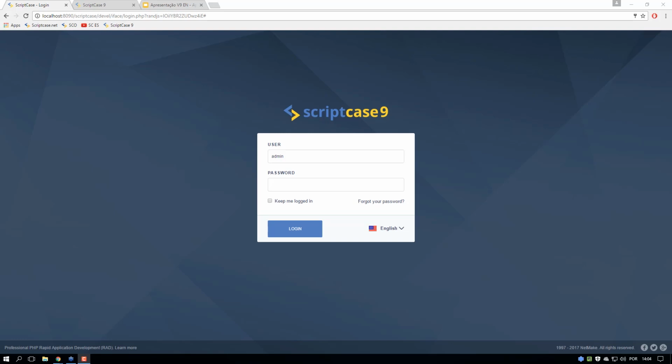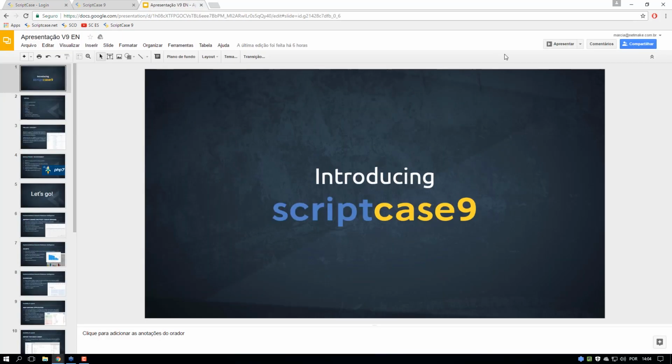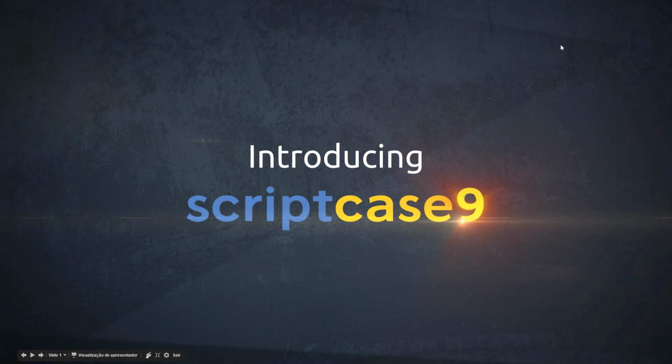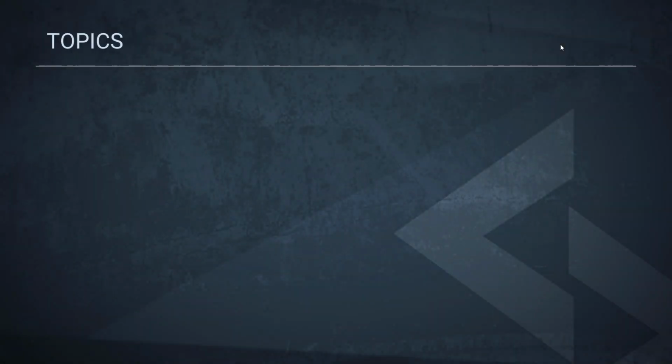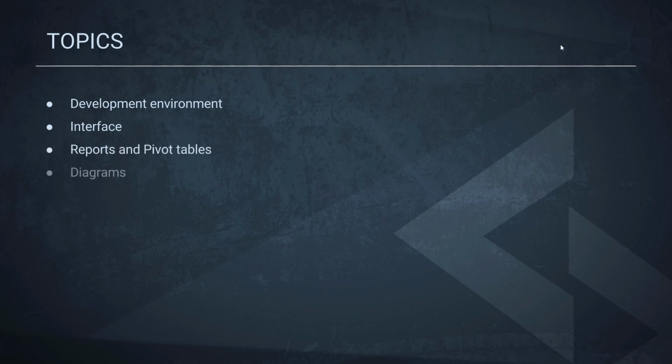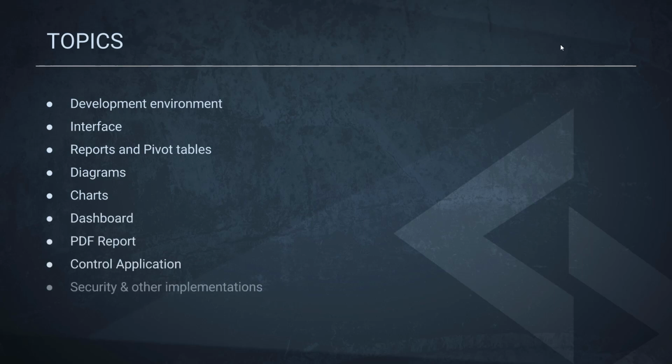Let's start then. Okay, so I have this little presentation just to introduce you a couple of things. So welcome to Scriptcase 9. This is our new version for this year, and the topics we are going to see today are the development environment, what you need to run Scriptcase 9. I'm going to present you the interface, reports, pivot tables, diagrams, charts, dashboard, PDF report, control application, security, and other implementations. So this is what we are going to see today. At the end, I'm going to explain you also our new license arrangements and prices.